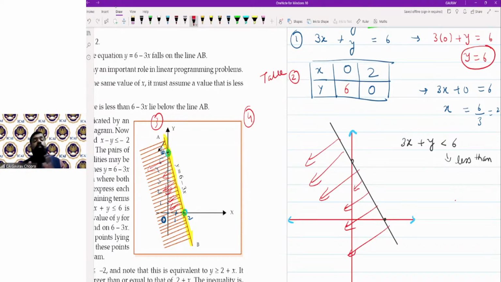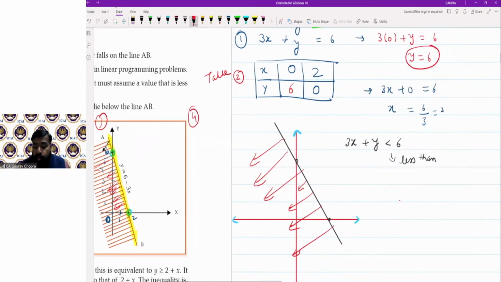हमें 6 से कम वाला पोर्शन मार्क करना है, तो इसलिए हम कहां तक मार्क करेंगे? Up to infinity. तो 6 से नीचे 5, 4, 3, 2, 1, 0, then negative and so on. So क्या करना है हमें? लेस देन मतलब इनसाइड वाला एरिया मार्क करेंगे.